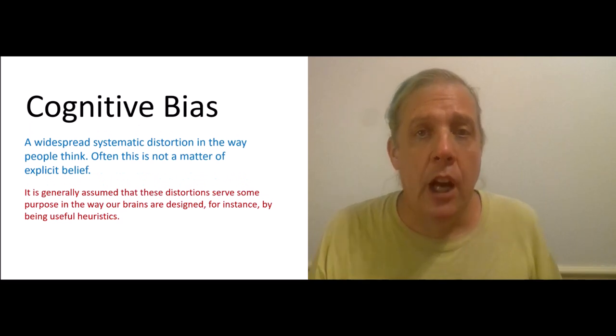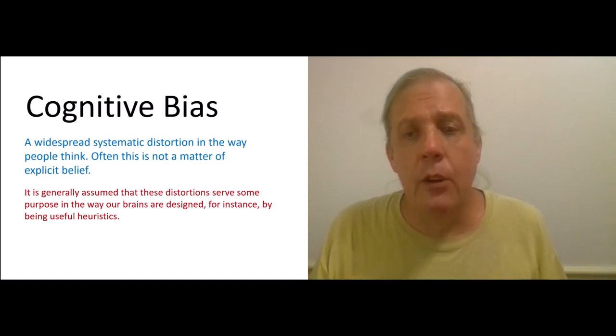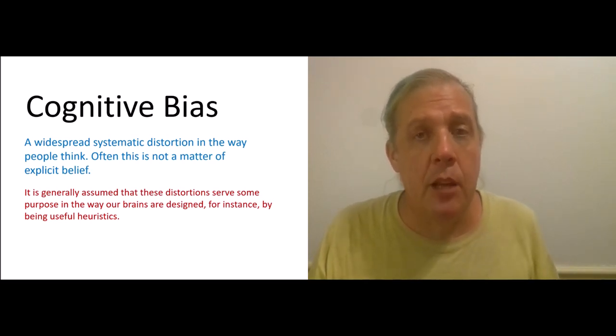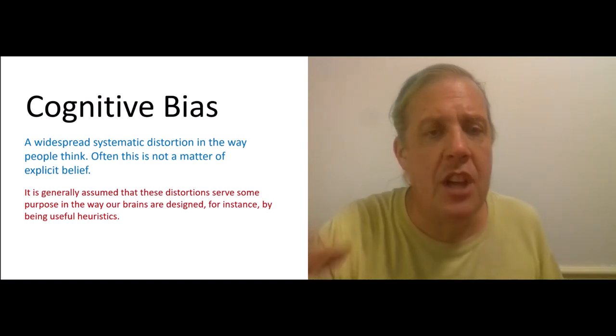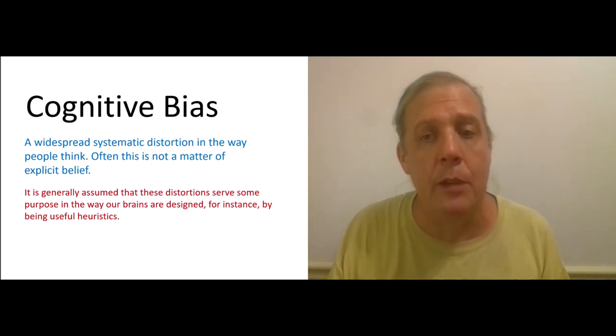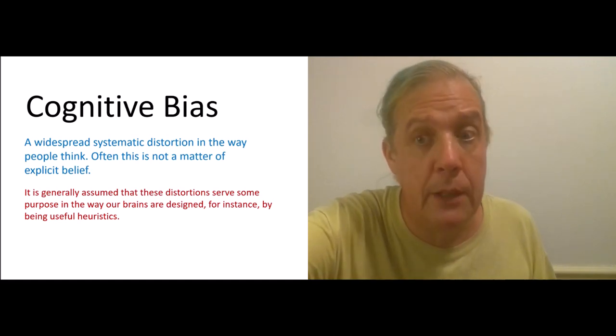The idea of cognitive bias has evolved over time since Kahneman and Tversky's initial ideas about heuristics. Nowadays, any systematic distortion in thinking gets labeled a cognitive bias, even if it doesn't really make sense to think of it as a cognitive shortcut. So we can say in general that a cognitive bias is a widespread distortion in the way people think. Often this is not a matter of explicit belief.